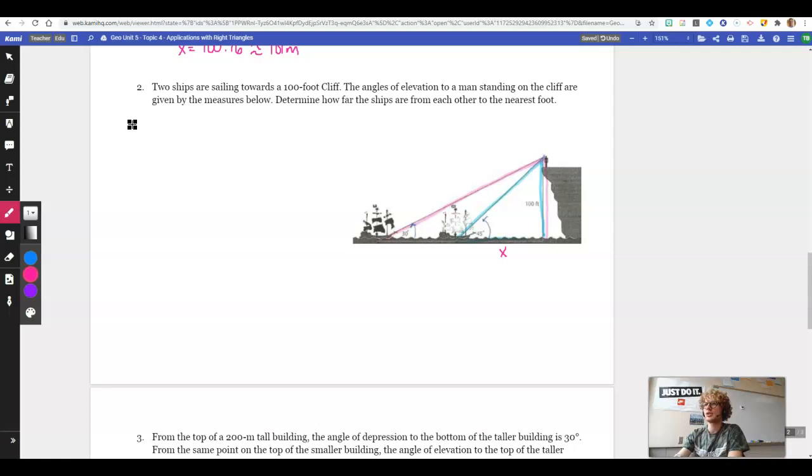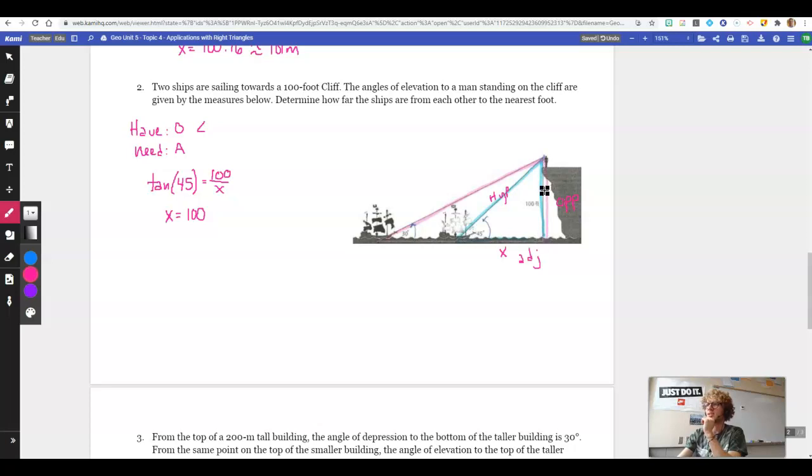So you should have said tangent, because we have the opposite side. We need the adjacent, and we don't care about the hypotenuse. So we have the opposite and the angle, and we need the adjacent, so we're working with tangent. The tangent of 45 is equal to opposite over adjacent, 100 over x. Plug that into the equation solver, see what you get. See that x equals 100 as well.